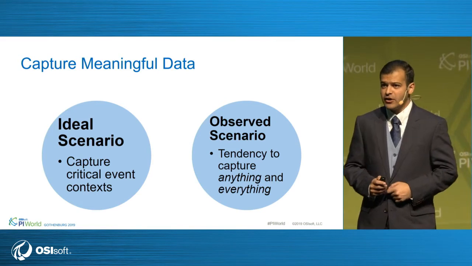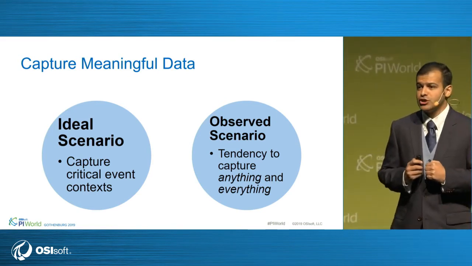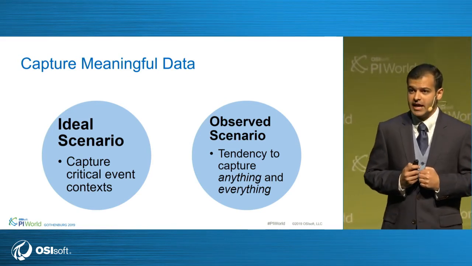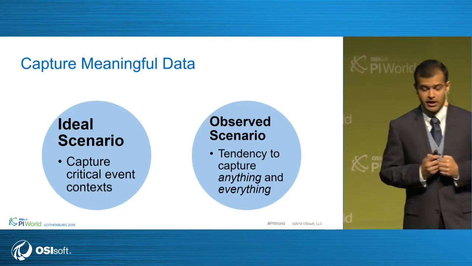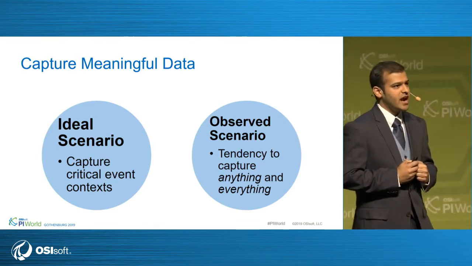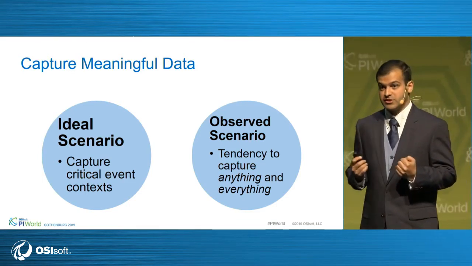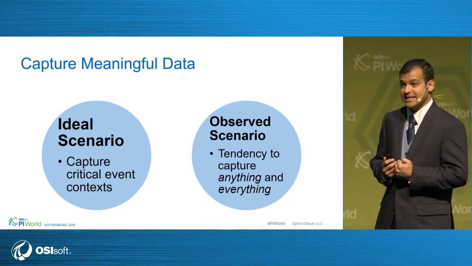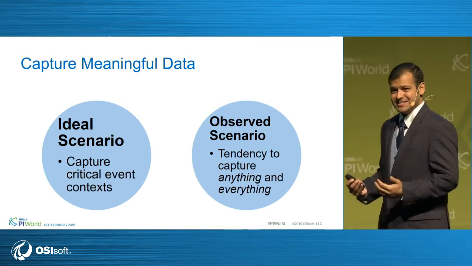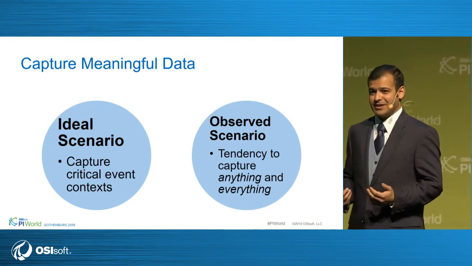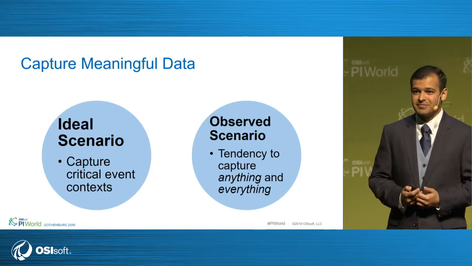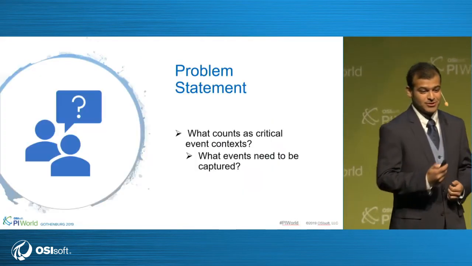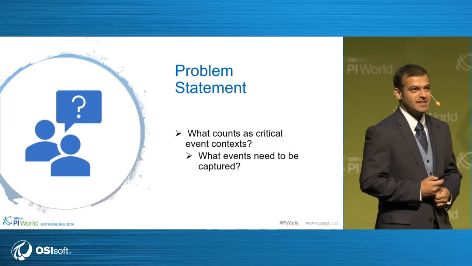So the ideal scenario is in event frames, you capture only your critical event contexts, only critical events. But the observed scenario sometimes, where customers have a lot of event frames, is that we as humans have the tendency to capture anything and everything if I can, you know? If I can, why not, sort of thing. And that's not the right approach. So this is where the problem comes in.